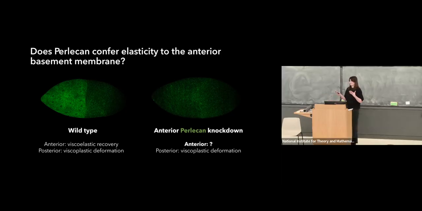And so I think that could potentially be part of what is responsible for its ability to return back to its original form after stress. And again, we have a lot of genetic tools that we can make use of in flies, which is great for me. I can knock down perlecan in only the anterior region and ask, now what happens? Does it behave more similarly to that maybe stiff, brittle posterior?